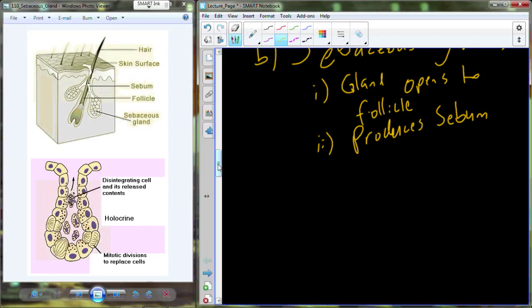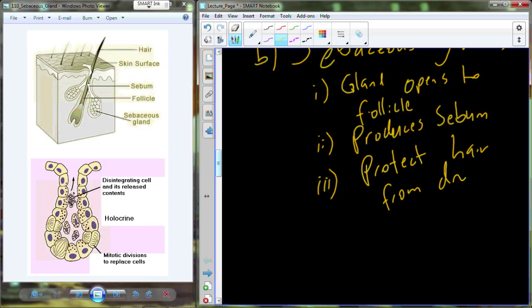What this oily substance does, as it gets deposited directly into the follicle, is act to protect the hair from drying out.